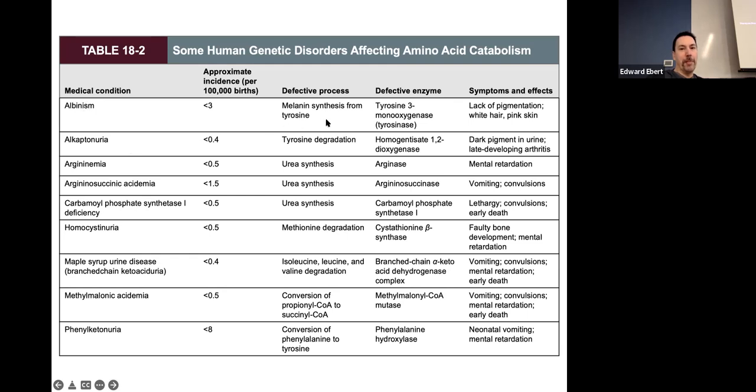Albinism. The defective enzyme is tyrosinase, which basically means that we are unable to utilize tyrosine as a precursor for melanin synthesis. So that leads to a lack of pigmentation. Skin is white, hair is white, very, very pale people. Eyes tend to be red because there's no pigment in the eyes.